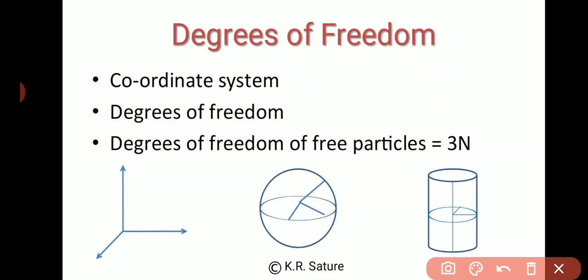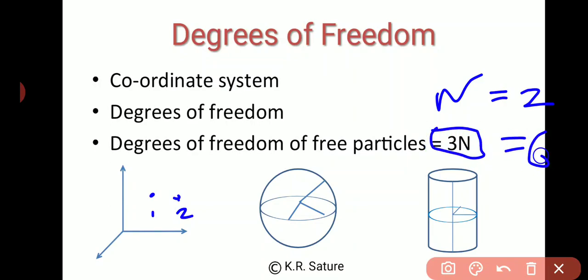Now let's consider that if I have a point here, to describe this point I will require 3 coordinates, that is x, y, and z. But what if there is one more point here? Then to describe this system I require 6 coordinates, that is x1, y1, z1 of the first particle and x2, y2, z2 of the second particle. So here we have 2 particles, that is n is equal to 2, and by our formula we have 3 into 2, that is equal to 6.